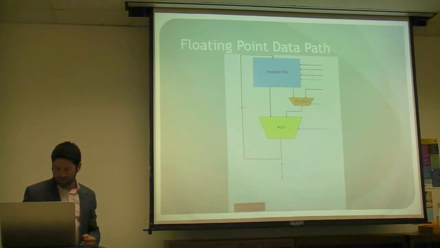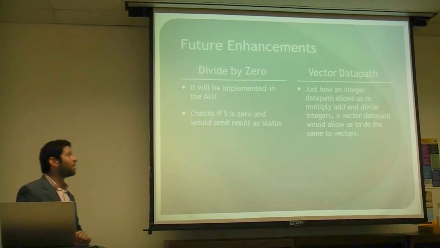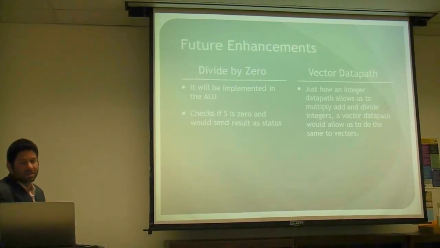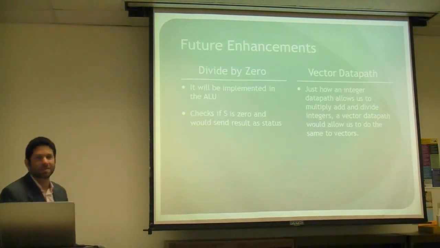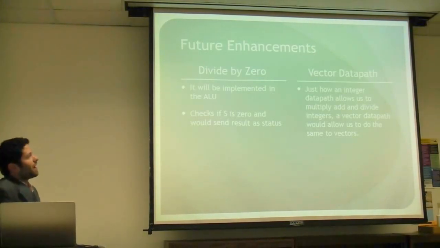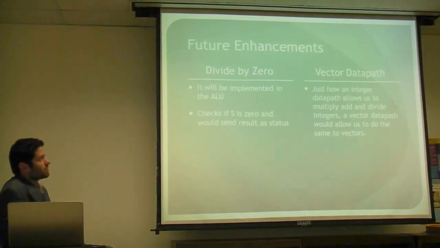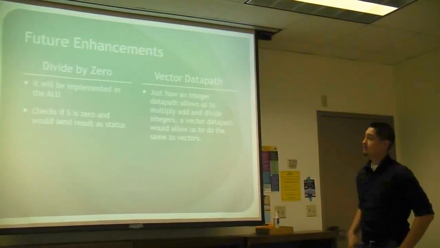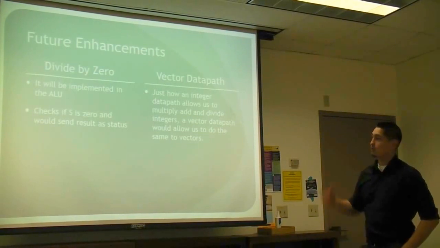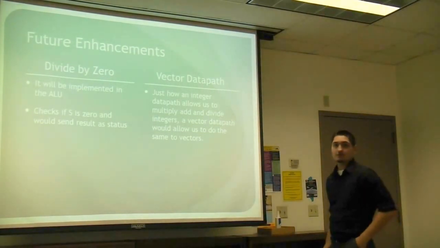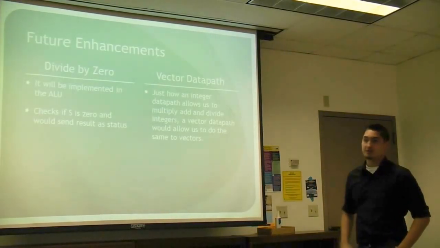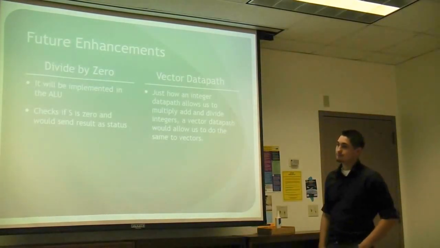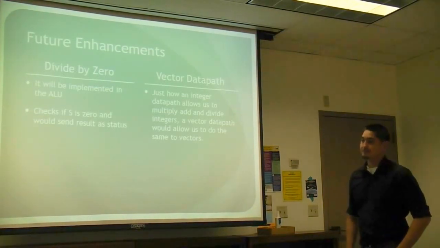And for our future enhancements, we're looking to add a divide by 0 check. Now this is a pretty easy task, but we just didn't put it in because we didn't want to break something at the end, when we got it to work. And also we want to add a vector data path. Alex is going to talk more about that as well. Just how we have an integer data path to subtract, add, multiply, and divide integers, we wanted to do the same for vectors. So we wanted to implement that in the future for our Nebula 64-bit processor. Those are basically the enhancements that we wanted to add.